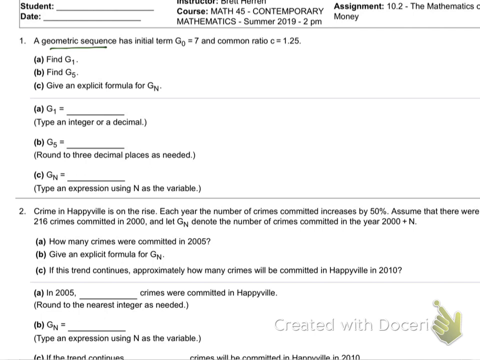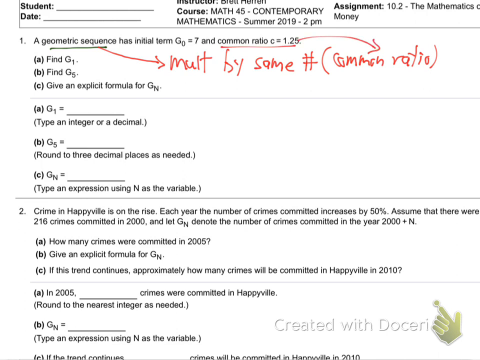Geometric sequence means multiply by the same number called the common ratio right here. Common ratio. Each from term to term, from one term to the next. Okay. So in other words, and I should say G0 is the first term.